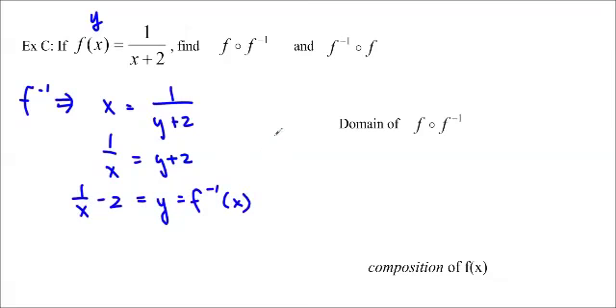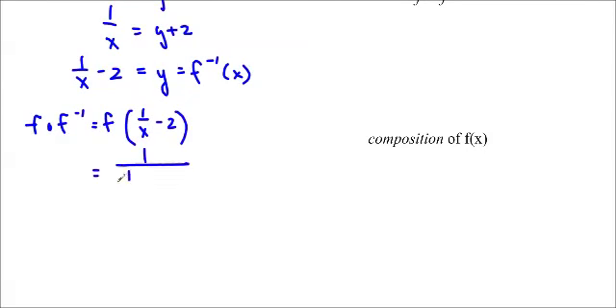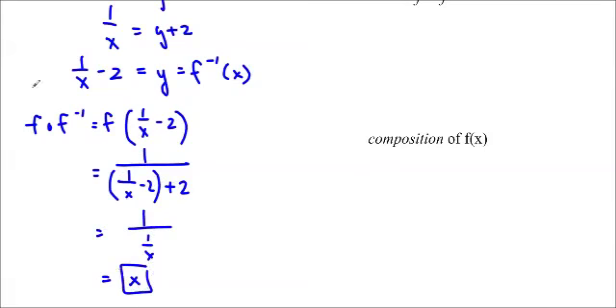And now we can find f of f inverse. So f of f inverse is going to be f of 1 over x minus 2. And f of x, remember, is 1 over x plus 2. So instead of writing x, I'm writing this, plus 2. Like this. Of course, the 2's are going to cancel, so I get 1 over x, which ends up being x. And this is actually true for any f of f inverse. Whatever f of x is, if it's a function, then f of f inverse will always be equal to x.